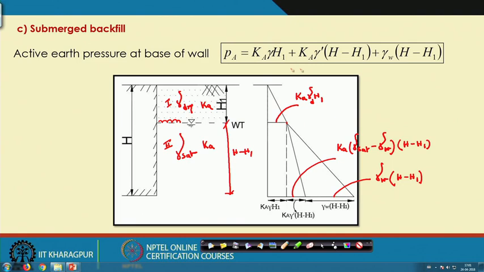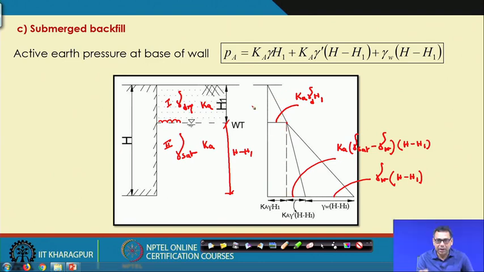Now this is the total earth pressure diagram. Above the water table you have to consider gamma bulk or gamma dry. Below the water table, the first part is the surcharge of the upper layer, the second is the additional stress due to the lower layer, and the third is the stress due to the water. For the final stress you add all of these. This is the PA acting at the base of the wall. So this is the effect of the water table.